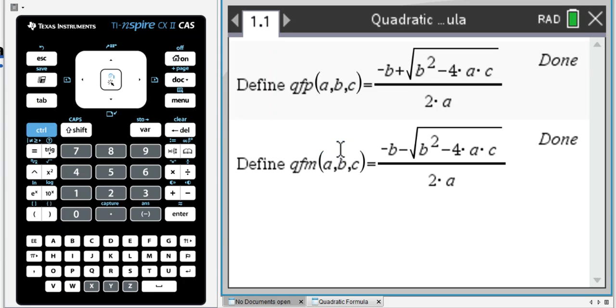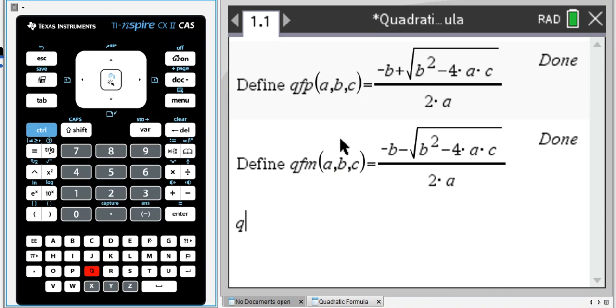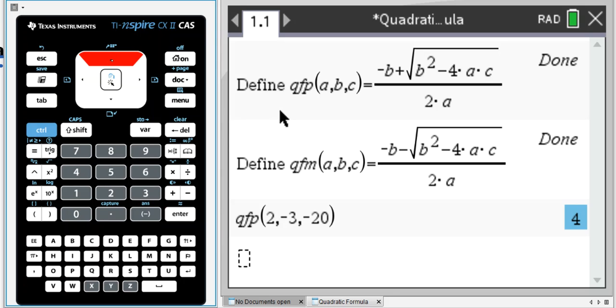So I'm going to jump over to the calculator now, and we'll type QFP, quadratic formula plus, and you'll notice that the phrase changes to a set of bold letters when you've typed it correctly. And the numbers that we're entering are 2, comma, negative 3, comma, negative 20. And here's our solution for the quadratic formula using the plus sign.